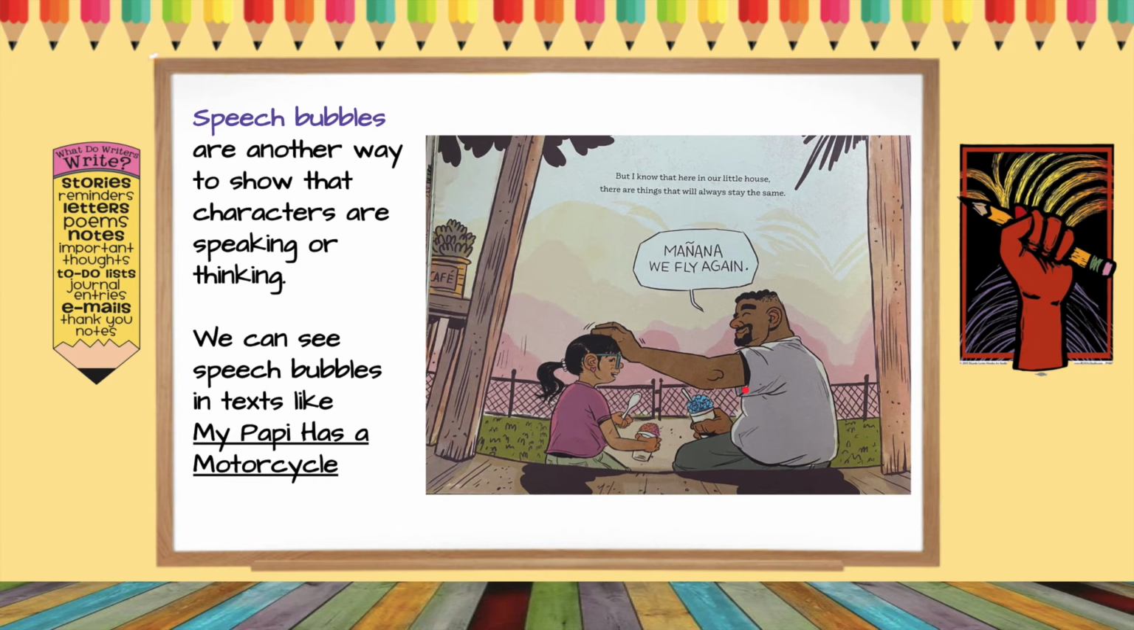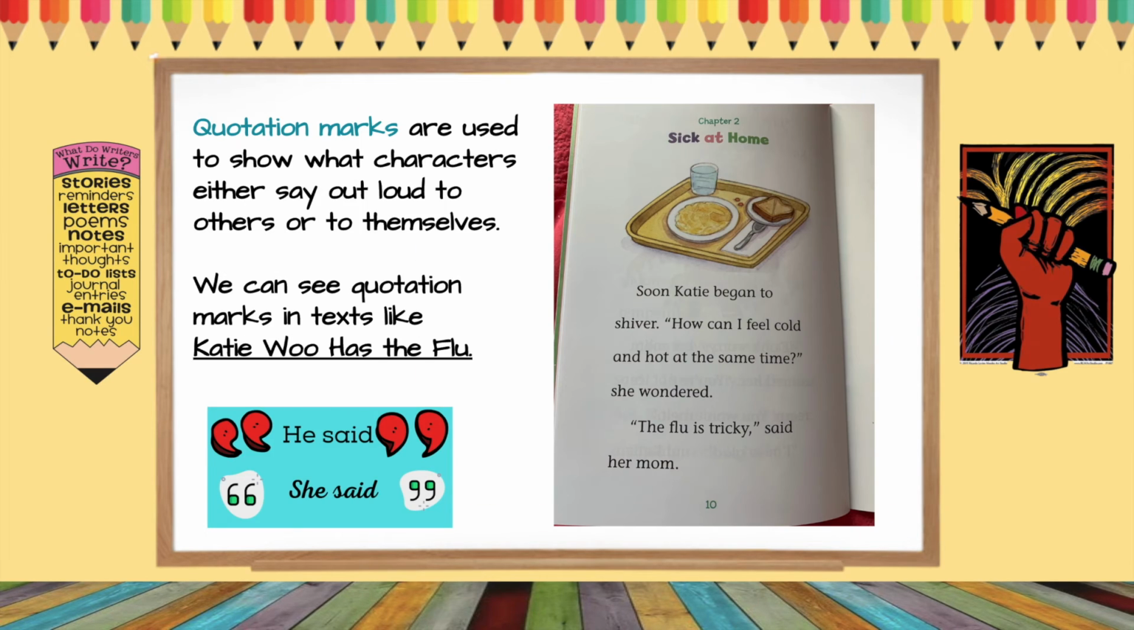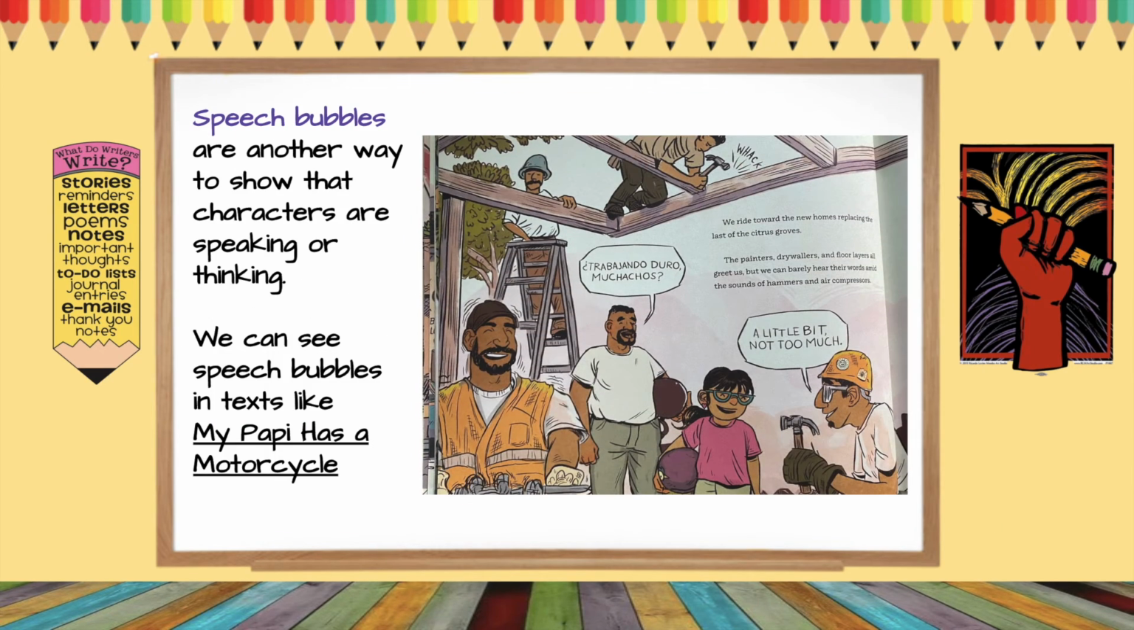And in our last example, on the very last page of our book, her papi tells her, mañana we fly again. This speech bubble lets us know that that's something that papi said out of his mouth. So these are some examples of quotation marks and speech bubbles that help show that our characters are speaking.